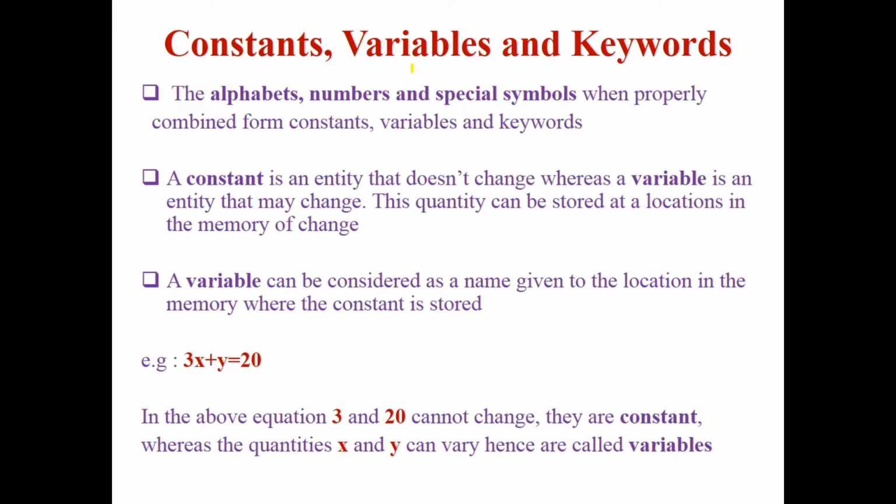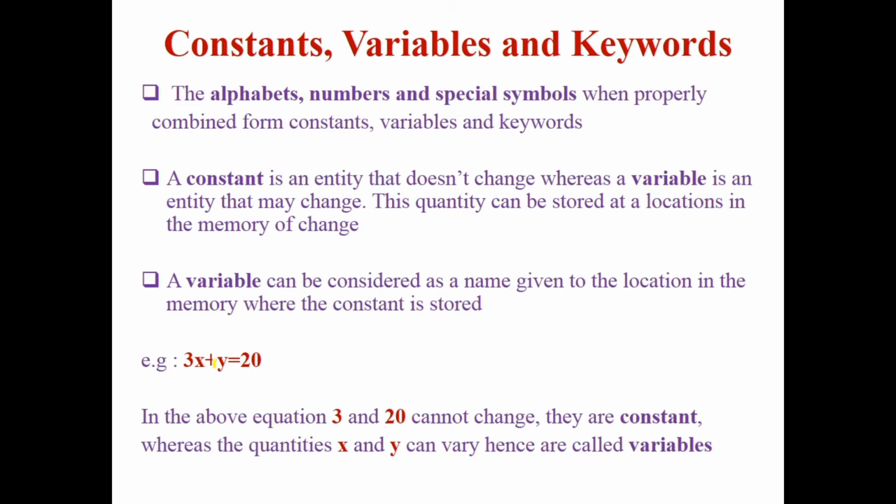So we'll see what constants, variables and keywords are. The alphabets, numbers and special symbols, when properly combined, form constants, variables and keywords. A constant is an entity that doesn't change, whereas a variable is an entity that may change. This quantity can be stored at a location in memory. A variable can be considered as a name given to a location in memory where the constant is stored.